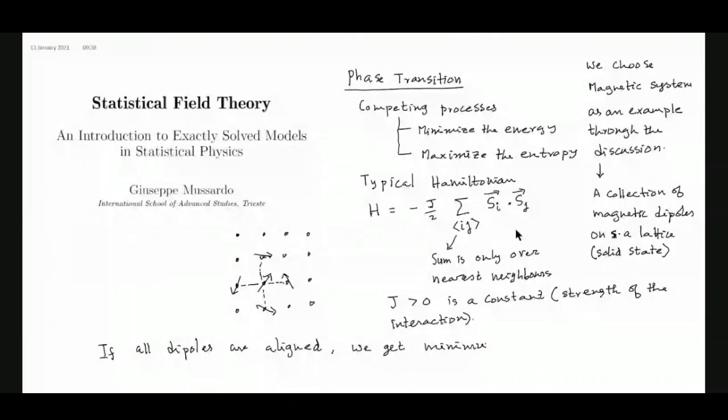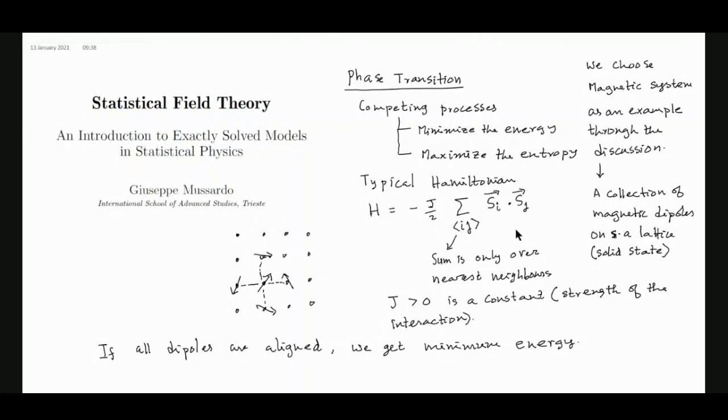Minimum energy. And the system would always try to minimize energy. If energy minimization is the only process, we must always get a configuration where all the spins are aligned in the same direction. Usually we call such a magnetic system a ferromagnetic system. And what happens if all the spins are aligned in the same direction?